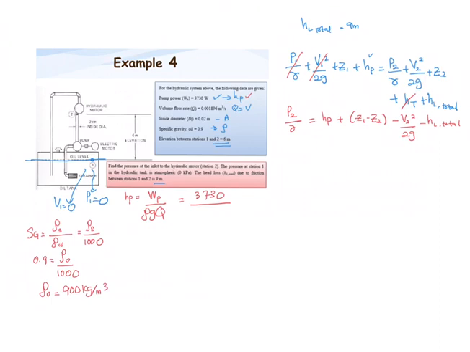Now we substitute the density of oil into HP: 900 times 9.81 times the Q, which is already given, 0.001896 meter cube per second. In the end, we get the answer for HP, 222.8 meter.